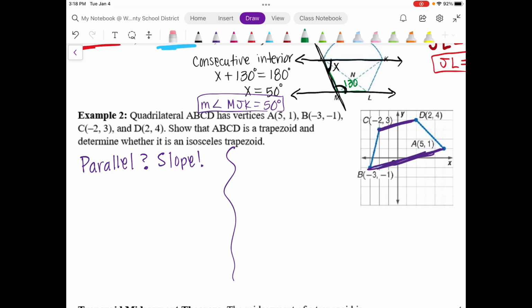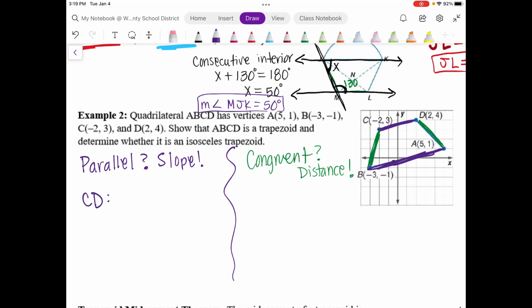The second requirement is that these two, the opposite sides, need to be congruent. So how do we determine if something's congruent? You're going to use the distance formula. So it's going to require a little bit of work. Okay? All right, so first, to determine if they're parallel, you can just do rise over run for CD.